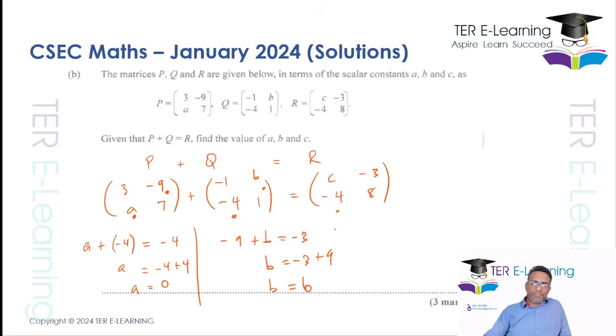Yeah. And the last one, to work out C now, we're going to look at this number and this number here. So that is going to be 3 plus minus 1 is equal to C. So 3 minus 1 is 2. So therefore C is equal to 2, right? So 3 marks just for working that part out.